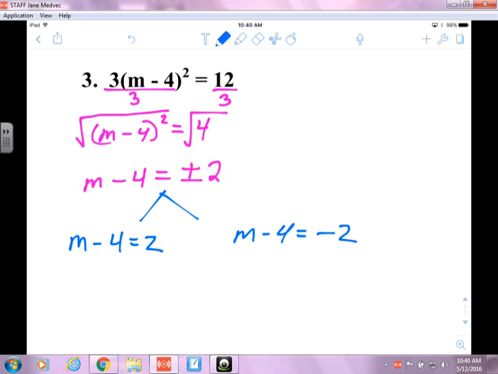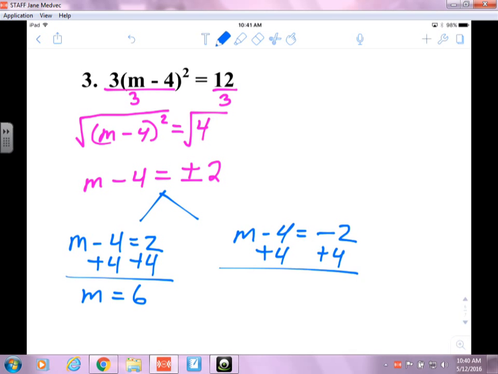We all right? Okay, so now what I'm going to do is add 4 on the left-hand side of the equation. So m gives me 6. I'm going to add 4 to the other side of the equation and I get 2. So m is 6 and m is 2.